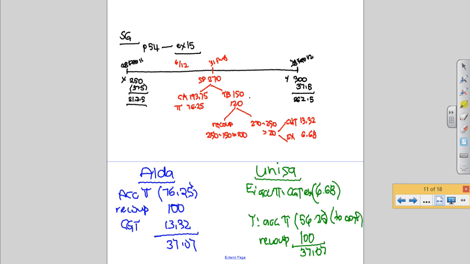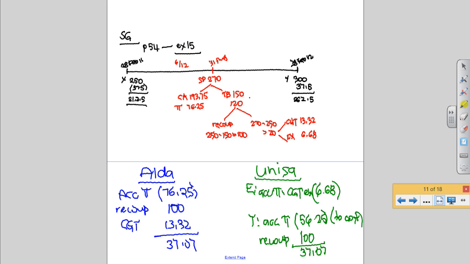What you will see in UNISA solutions, and when you look at it, you're going to say, oh, my numbers are all wrong, is that they show it differently. Why? Because they're splitting that exempt and temporary piece. So what they're going to say is that the temporary accounting profit is up to cost, which is 56,250, because cost would only be 250, isn't it? Up to cost. So accounting profit, which is a temporary difference, is back to cost, 56,250. The rest of the accounting profit, the other 20, there's a piece which is exempt, which is 6,680. The other piece is accounting profit and tax profit. So it's accounting equals tax, isn't it?